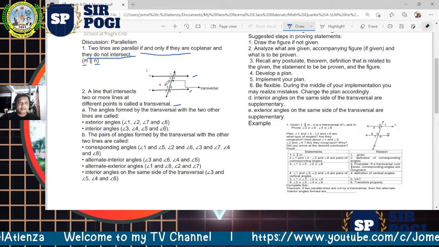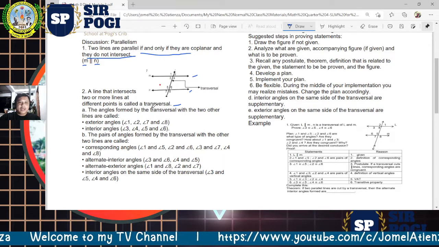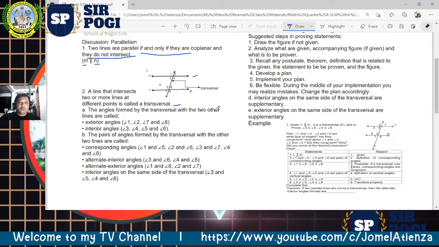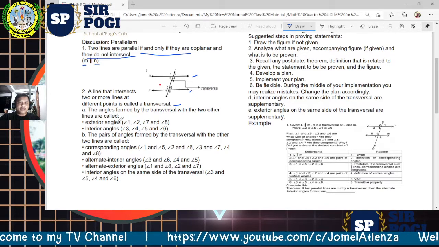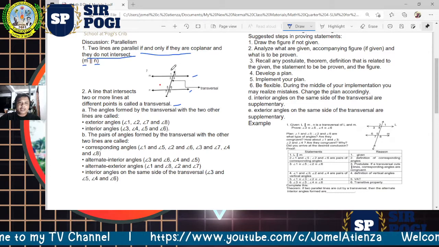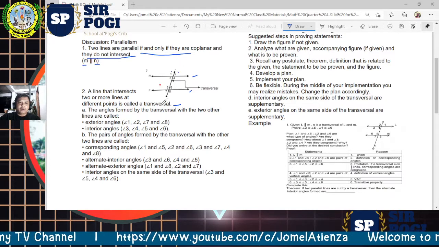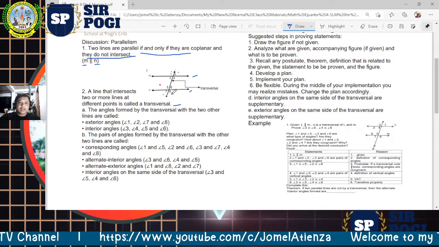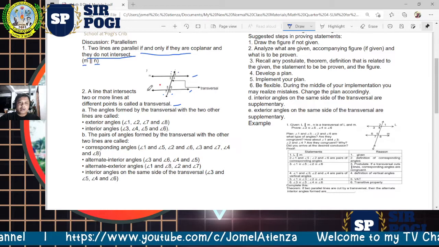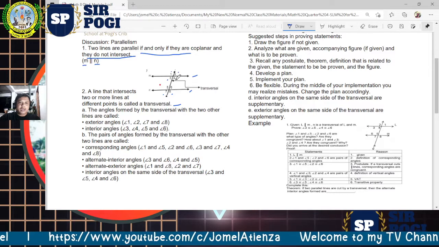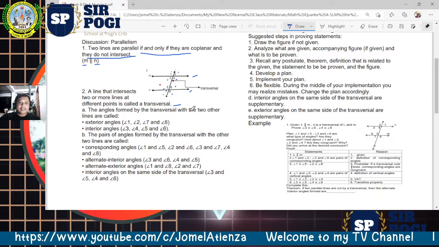Ito yun, ano ha? And then, the angles formed by the transversal with the two other lines are called exterior angles. Alin dito ang exterior angles? Angle 1 and angle 2. We have also angle 7 and angle 8. Then the interior angles are angle 3, angle 4, angle 5, and angle 6.